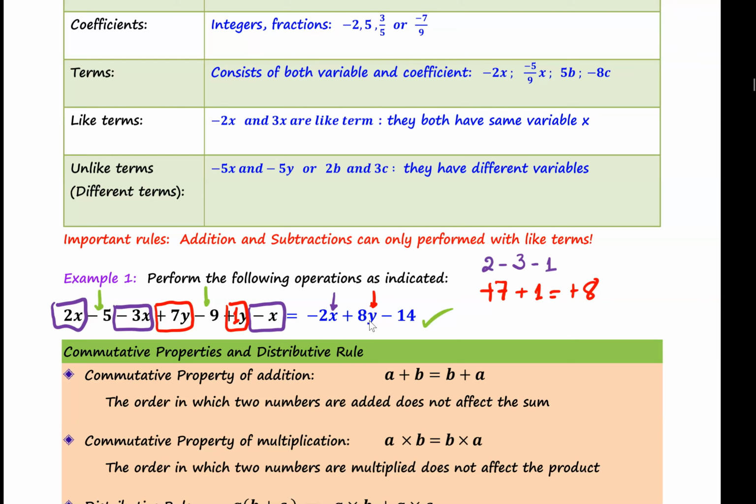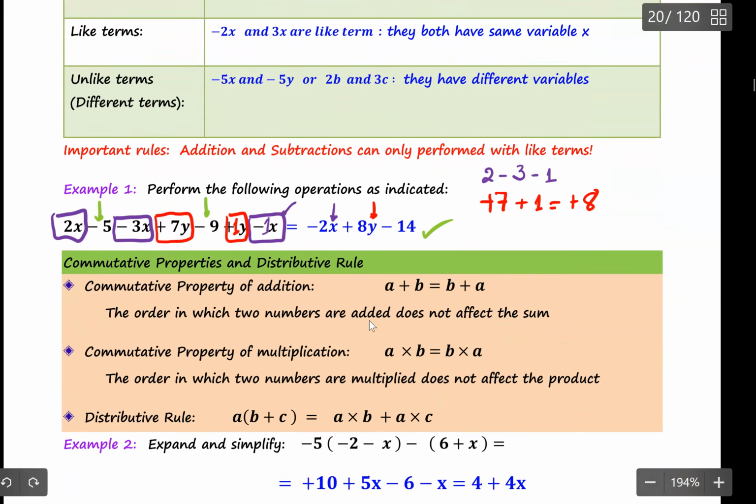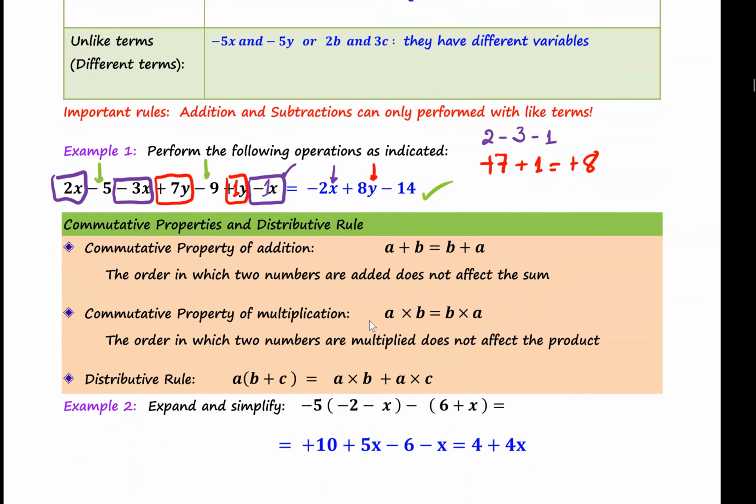Okay, so basically, we add and subtract. With algebra, we can only add or subtract with like terms. And for like terms, when I have the same variables, and if there's no coefficient in front of the variable, it is in fact an invisible number 1. Okay, so in this case, I should indicate to everyone that there is an invisible number 1 in front of this x. Alright, so let's continue with some basic properties and distributive rule of algebra.